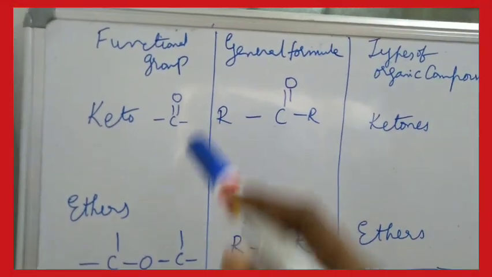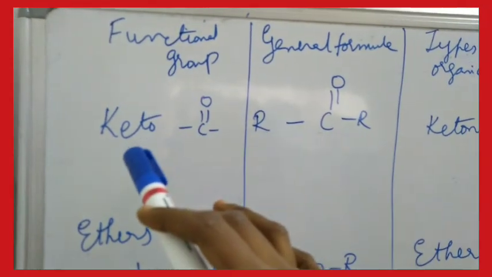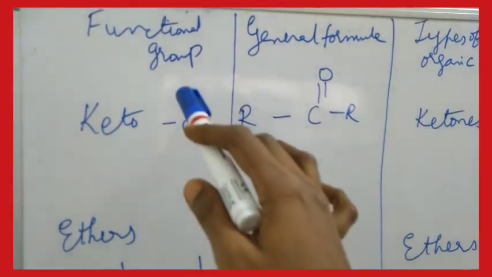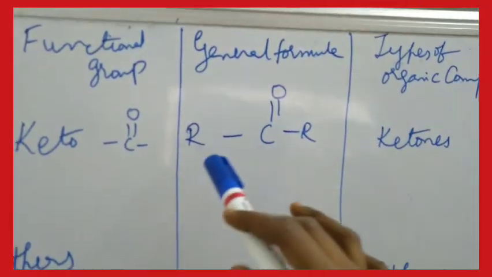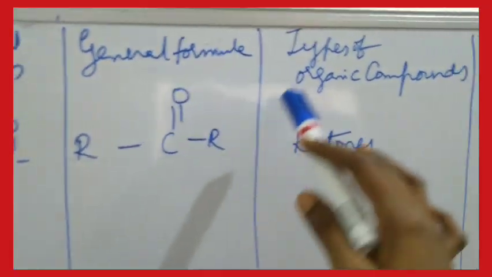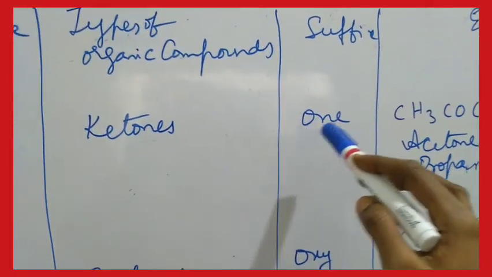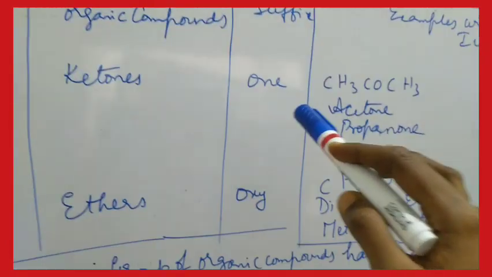Functional groups. After the carboxyl group, we have the ketone group. That functional group is called keto, C double bond O. Here the general formula is RCR, and C is double bonded with O. The type of organic compounds are called ketones and the suffix is -one. That means at the end of the spelling you are going to get -one.